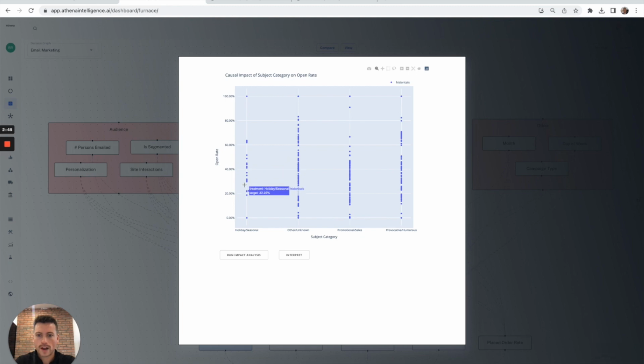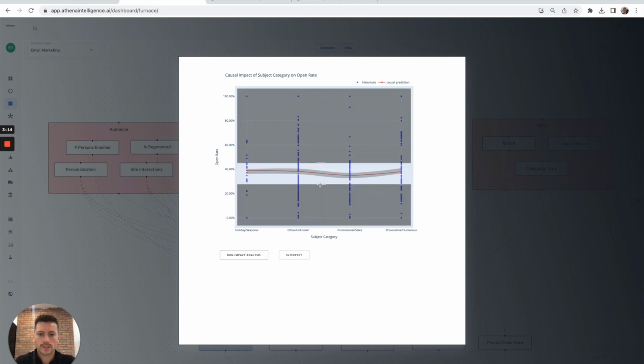Obviously, we saw before that we've always sent the least amount of emails with a holiday subject line and the most in other. However, it's not clear here what's the best subject line to get people to open the email. We've seen a whole slew of different results, everything from 0% open rates to 100% open rates. So this is where Athena comes in. Using our underlying models, we actually can run this impact analysis and retrieve the results.